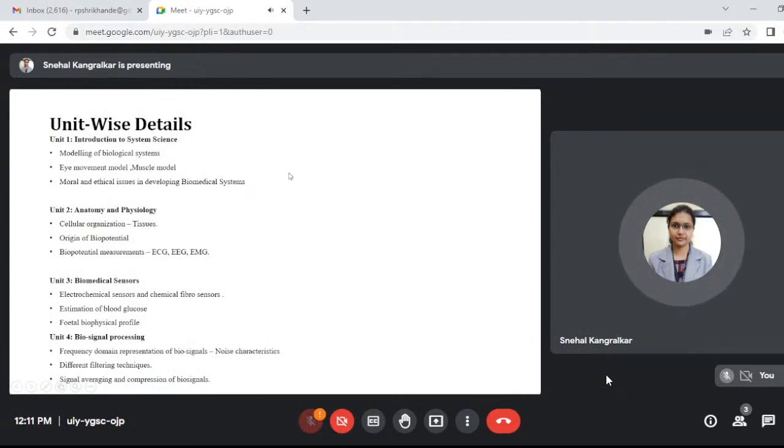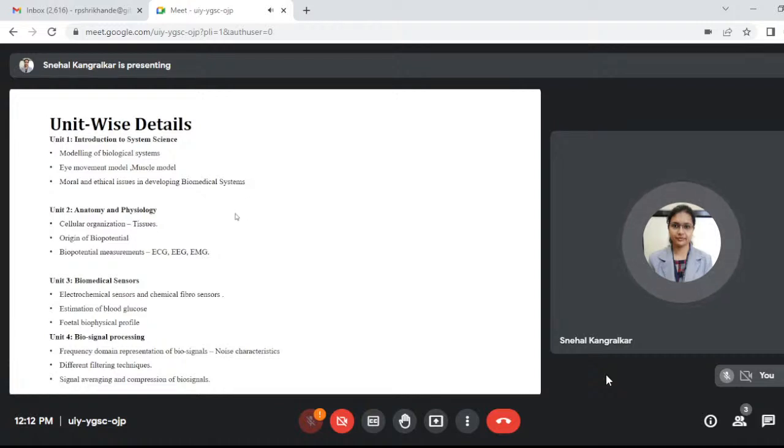So coming to the introduction of biomedical system design, this subject gives an overview of the different stages of developing or manufacturing biomedical instruments, drugs, or any healthcare devices. It starts with the basic introduction of system and modeling. So in unit 1 we have modeling of biological systems.